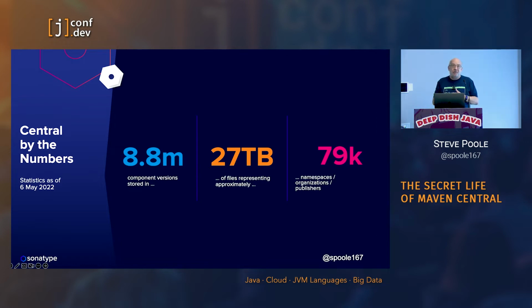Right, so here's some of the numbers. 8.8 million versions of stuff, 27 terabytes of files, 79,000 different namespaces and organizations, so much stuff on Maven Central. And it's not gone down since it started. It's occasionally been unavailable because we had a couple of catastrophes on the internet that meant you couldn't reach it. But the service has been running ever since, quietly providing all this to you, which I think is pretty good, don't you think?